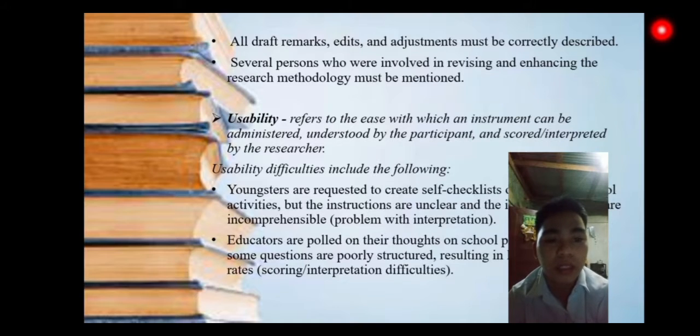Usability difficulties include the following: Youngsters are requested to create self-checklists of their after-school activities, but the instructions are unclear and the item descriptions are incomprehensible. Problem with interpretation. Next, educators. Educators are polled on their thoughts on school policy. However, some questions are poorly structured, resulting in low completion rates and scoring interpretation difficulties.